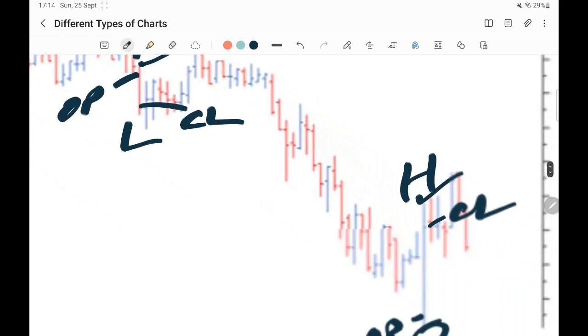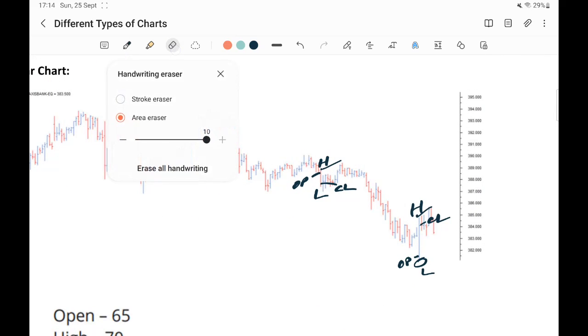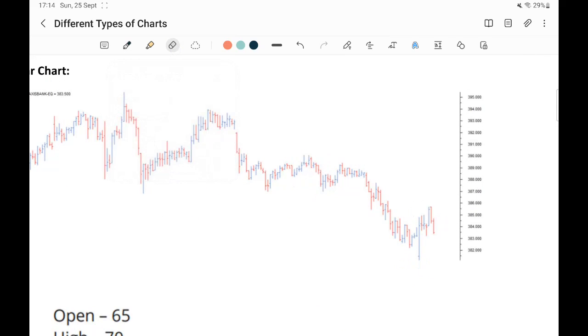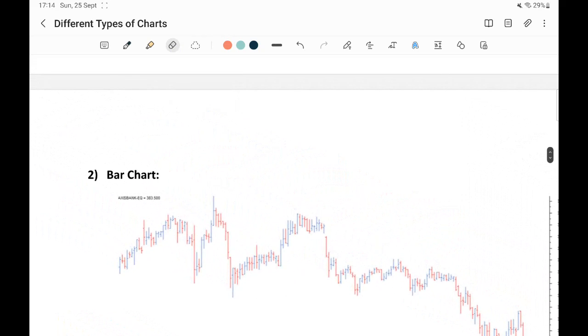If you compare the line chart with the bar chart, in the bar chart you are getting 4 pieces of information. In the line chart, you are getting only 1 piece of information, which is only the closing price.